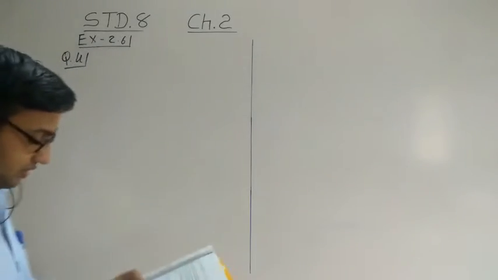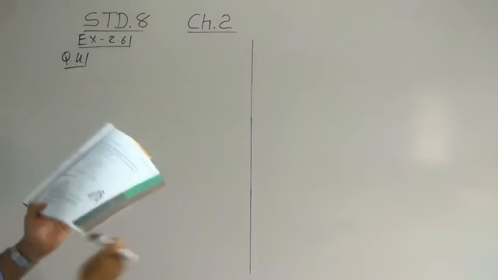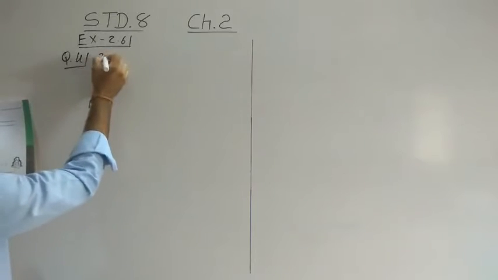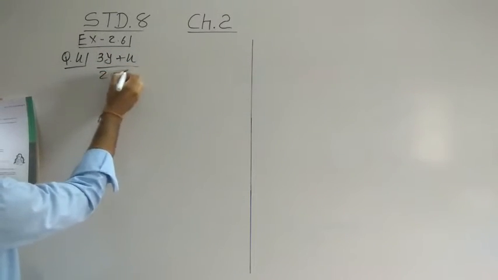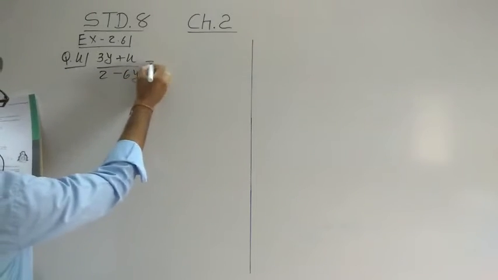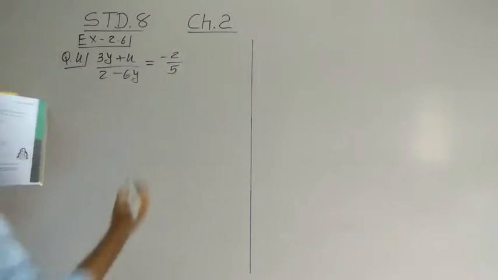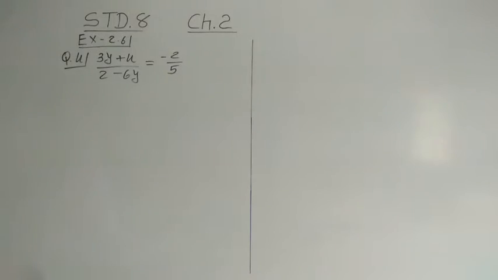Okay, now question number 4. Question number 4 is (3y + 4)/(2 - 6y) = -2/5. Let us see how to solve this.